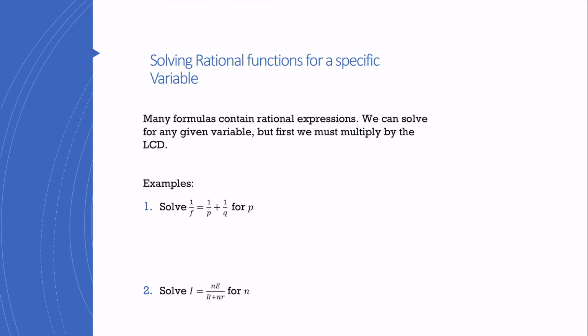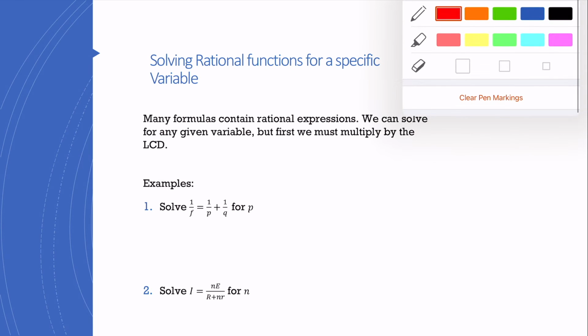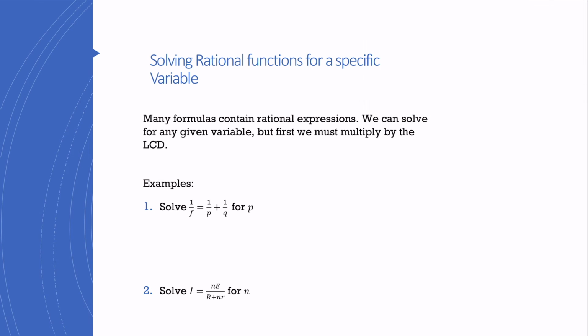For the last two examples of this video, we need to practice solving rational functions for a specific variable. Again, we're just going to be multiplying by the LCD. So for our first example, I have solve 1 over f equals 1 over p plus 1 over q for p. So my LCD is going to be all my denominators. It's going to be f, p, q. That's what I'm going to multiply by on both sides.